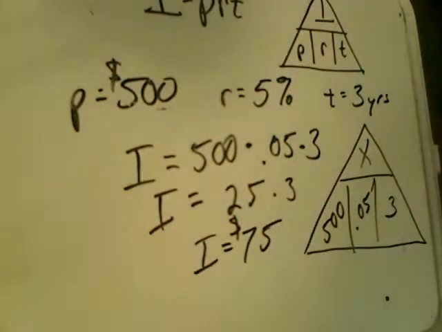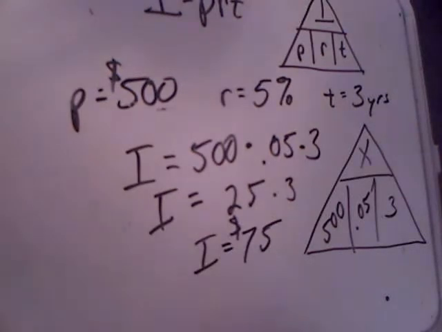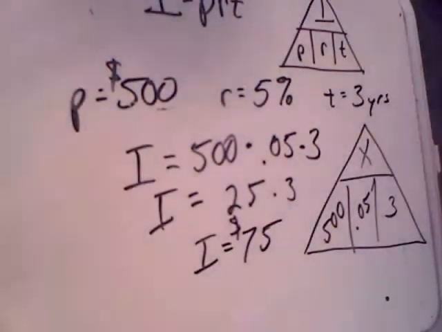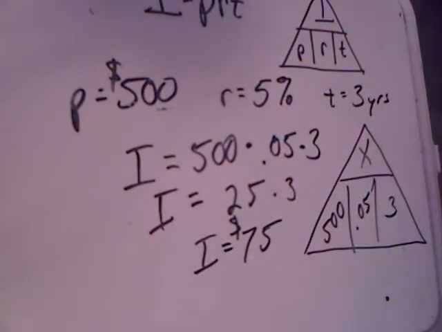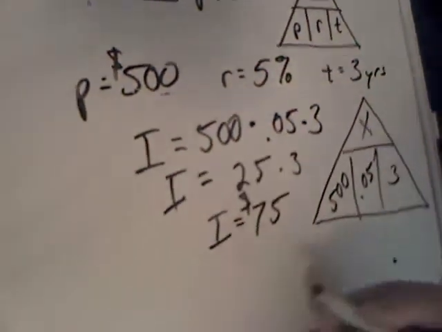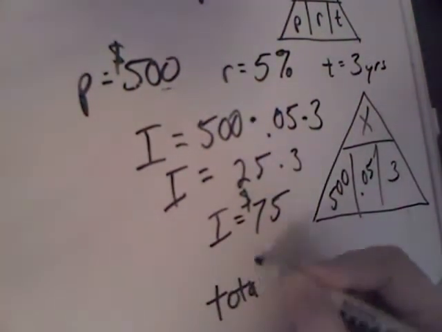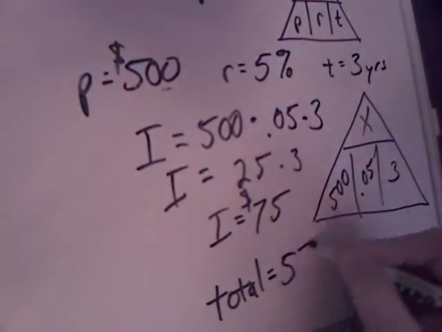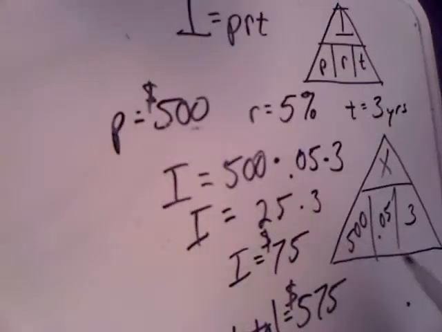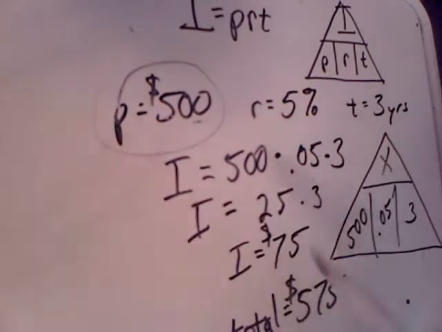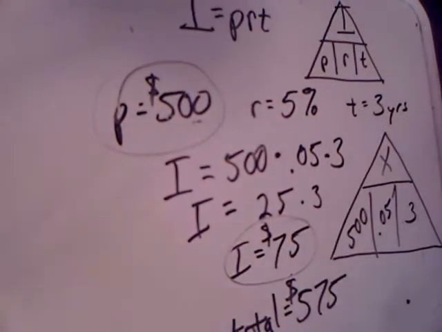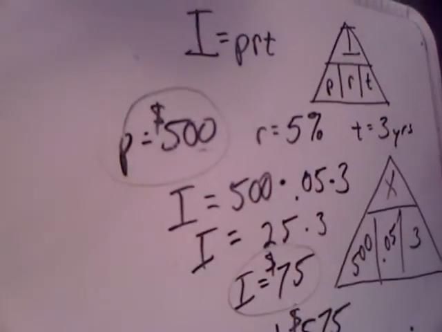But you have to be very careful because that $75 is not the amount of money that's in the bank account right now. It's the amount of money that's been added to the bank account. The total amount of money that you have is $575 because you're taking the principal plus the amount of interest that you earned. So it's very important to read to make sure that you're answering the correct question.